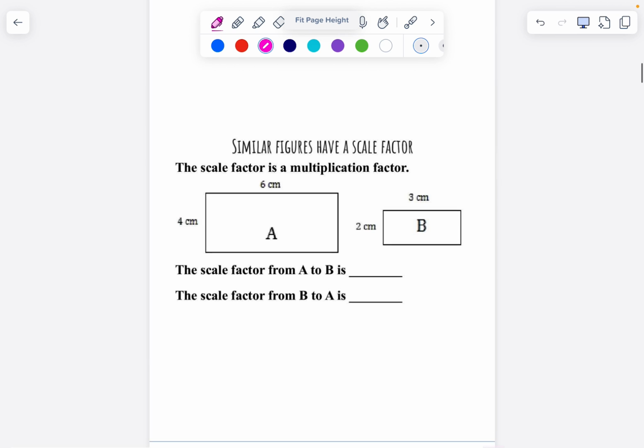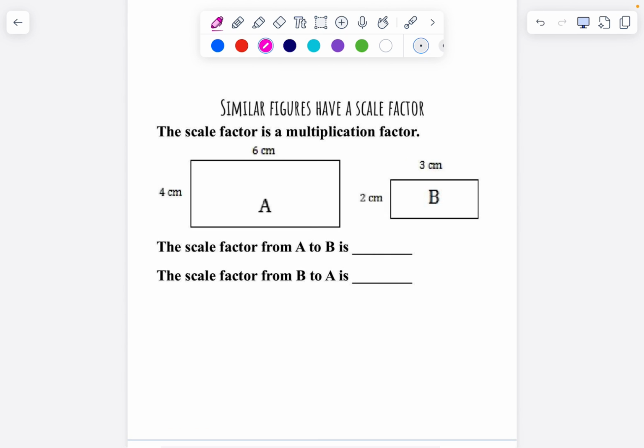All right, quick review before we go check homework. So you can either write this down or just look at it and think, but go ahead and find both scale factors.